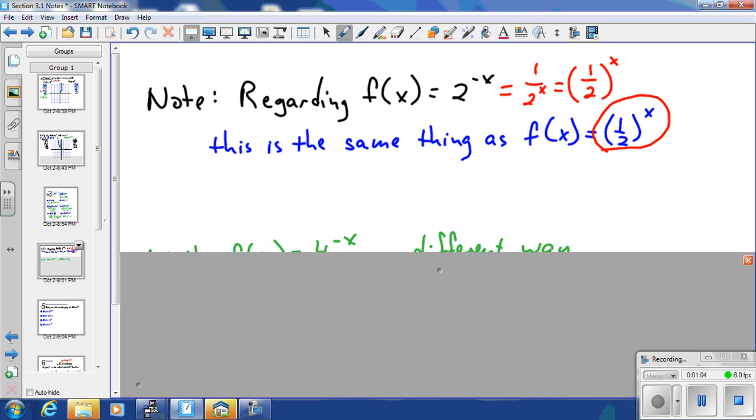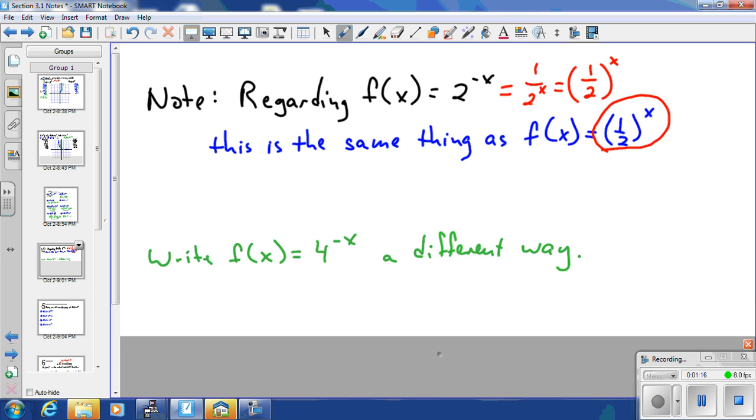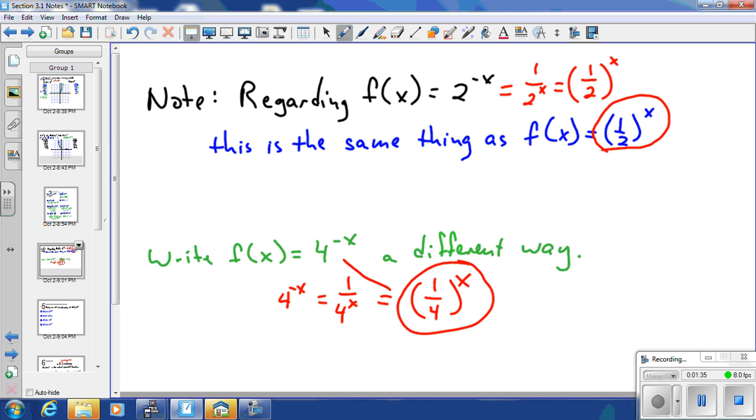take one moment to write f of x equals 4 to the negative x in a different way. Pause the video and resume when you have something, and hopefully we get, since 4 to the negative x is equal to 1 over 4 to the positive x, this is the same thing as 1/4 to the power of x. So this here is another name for that. They're the same exact things.